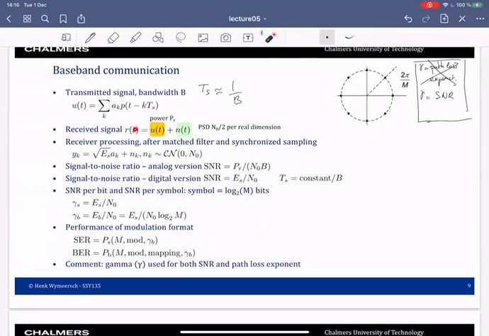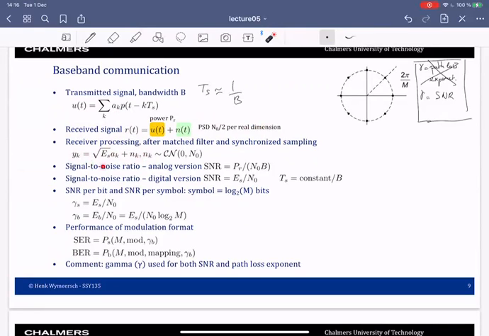The received signal in an additive white Gaussian noise channel would be the transmitted signal plus noise, and this noise has a power spectral density N0 over 2 for the real and imaginary dimension. At the receiver side, after matched filtering and synchronization and sampling, we'll have these kinds of observations. So y_k is the square root of Es, where Es is the energy per symbol, times a_k, the symbol drawn from the constellation, plus noise.